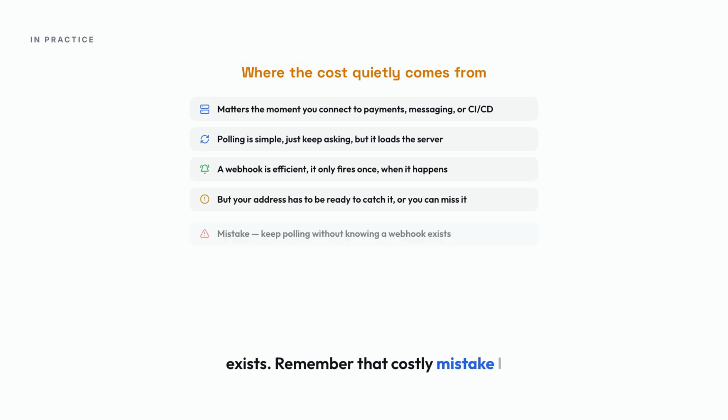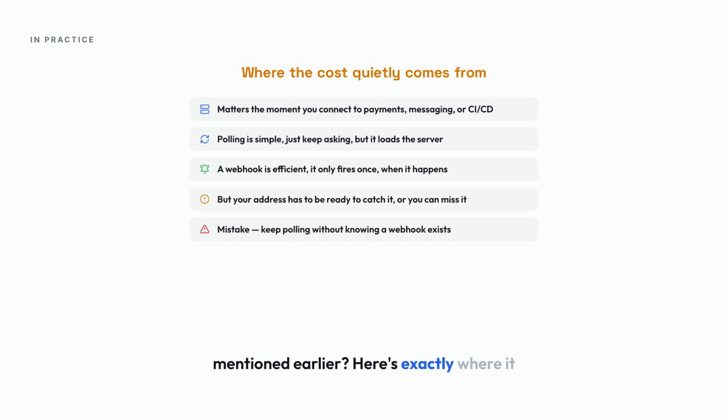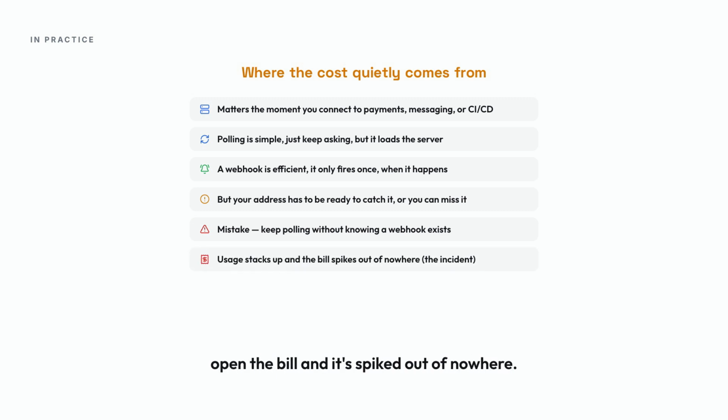Remember that costly mistake I mentioned earlier? Here's exactly where it comes from. If you don't know a webhook exists and you keep calling the API every few seconds anyway, what happens? Whether the payment went through or not, you're stacking up tens of thousands of requests a day. And every single one of those gets counted as API usage until one day you open the bill and it's spiked out of nowhere. That's a cost you never had to pay if you'd just known about the webhook.